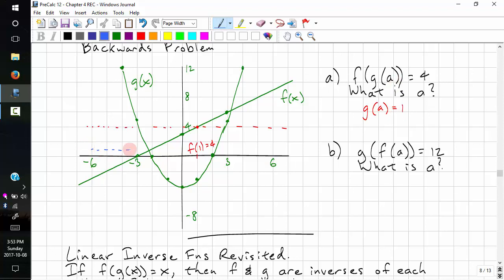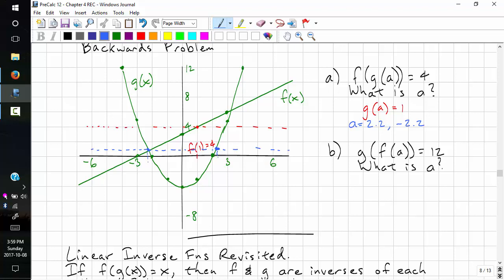And 1 is along here, and we know g of A equals 1. So our answer could be here, or it could be here. So we see that we have two answers. A equals 2.2 or negative 2.2. So that's a slightly harder one to be able to see.